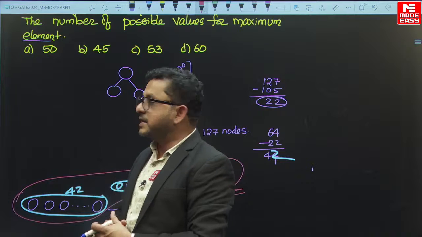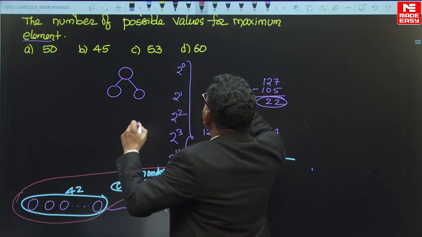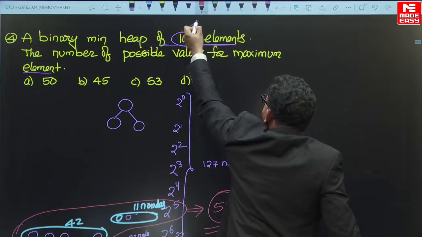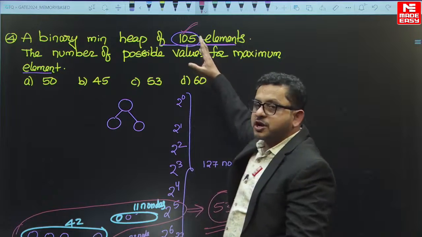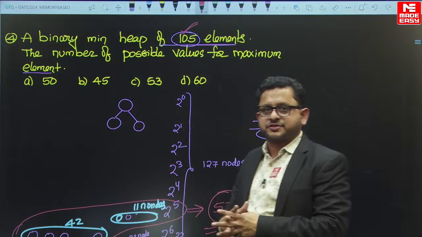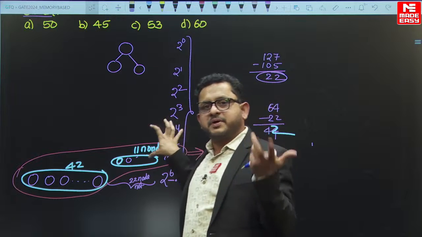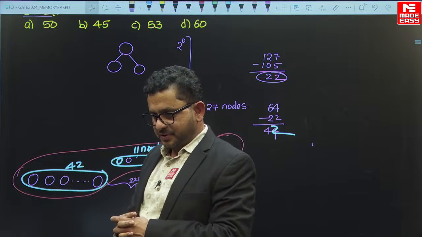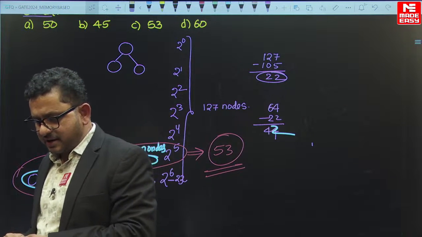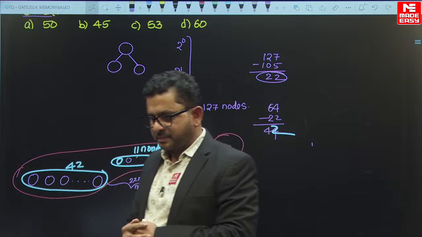Last level, maximum element should be there at last level. The point is, complete binary tree of 105 elements. How many leaf nodes? Okay, so total number of leaf nodes are 53. Maximum element can be anywhere in this leaf node, right? But the condition is, array should have distinct elements.